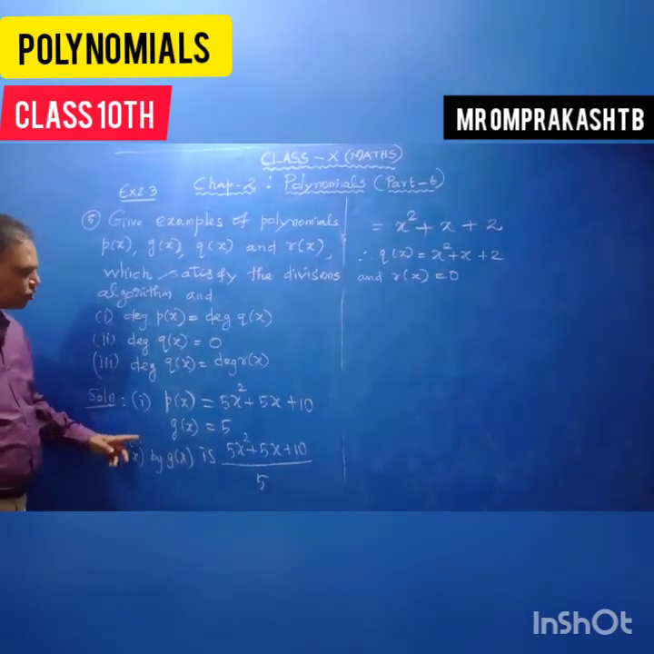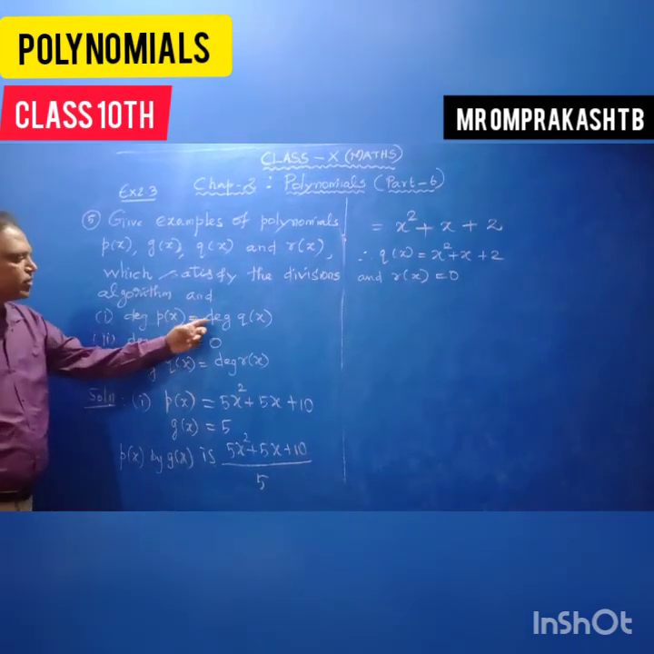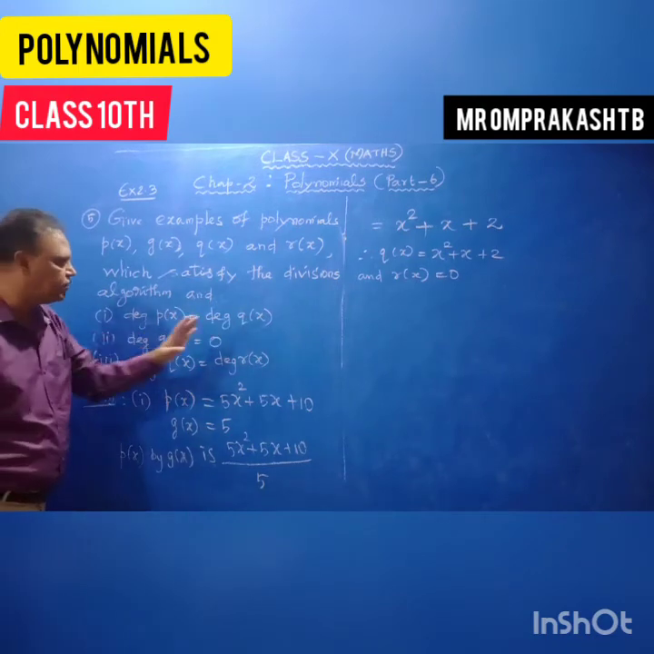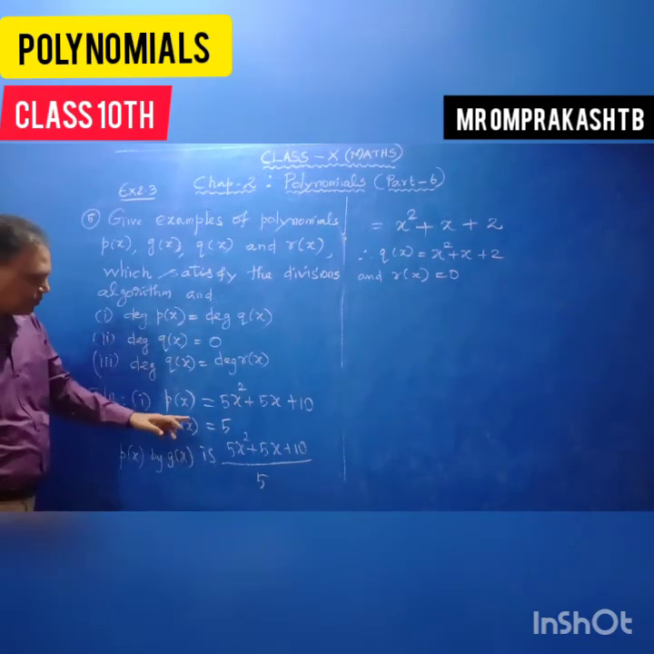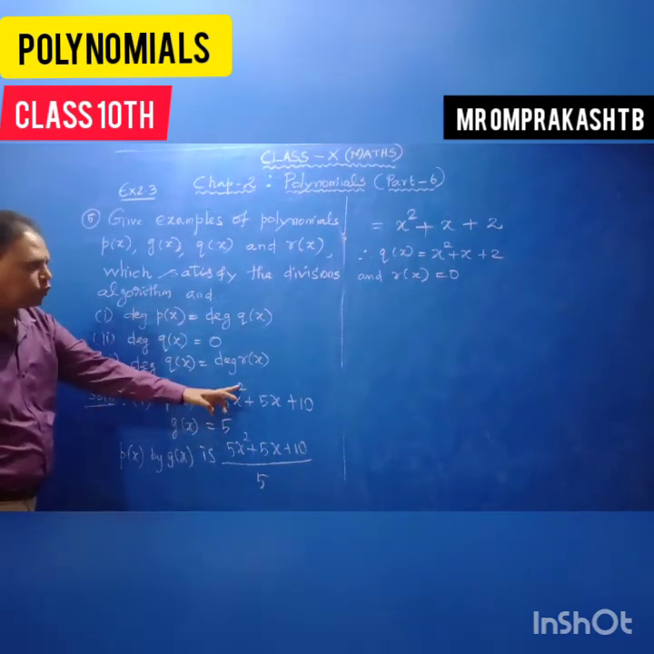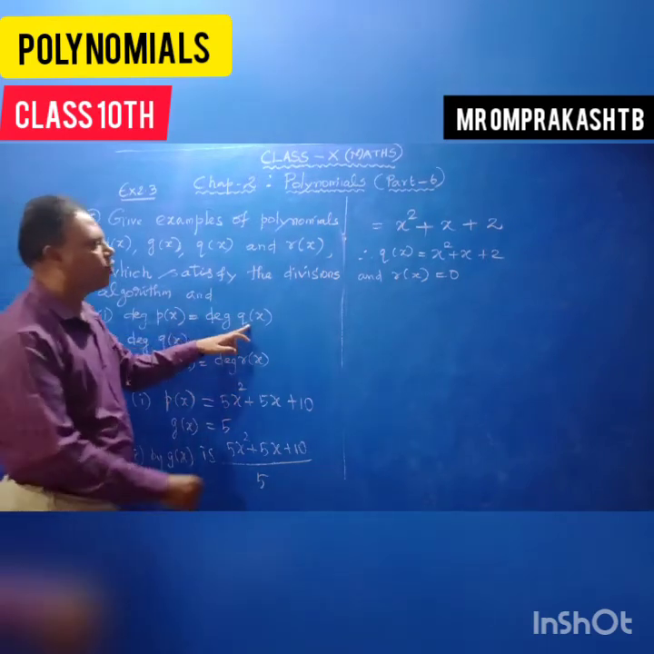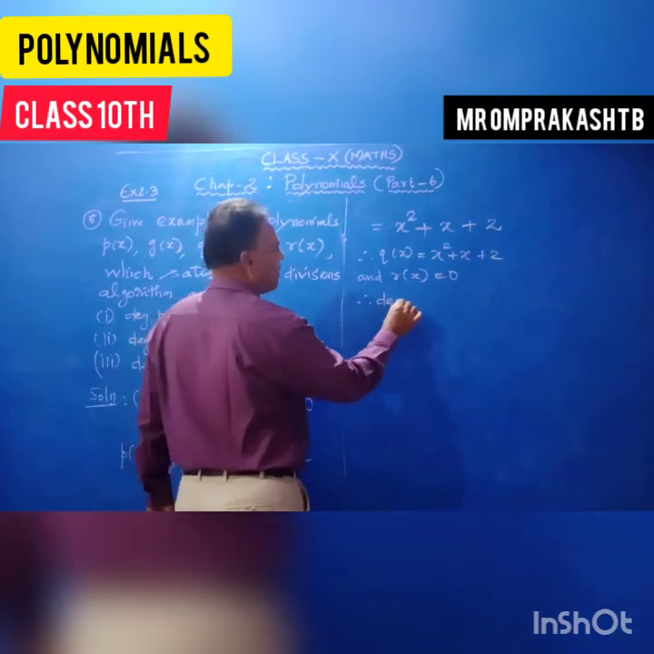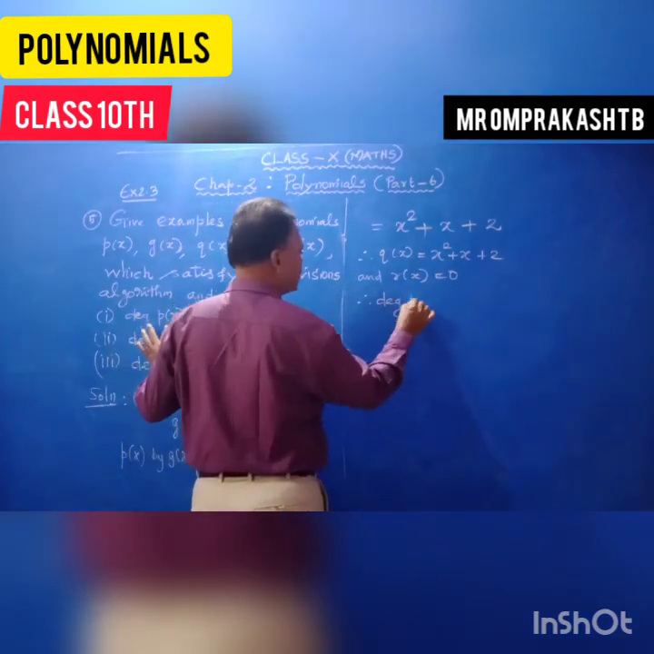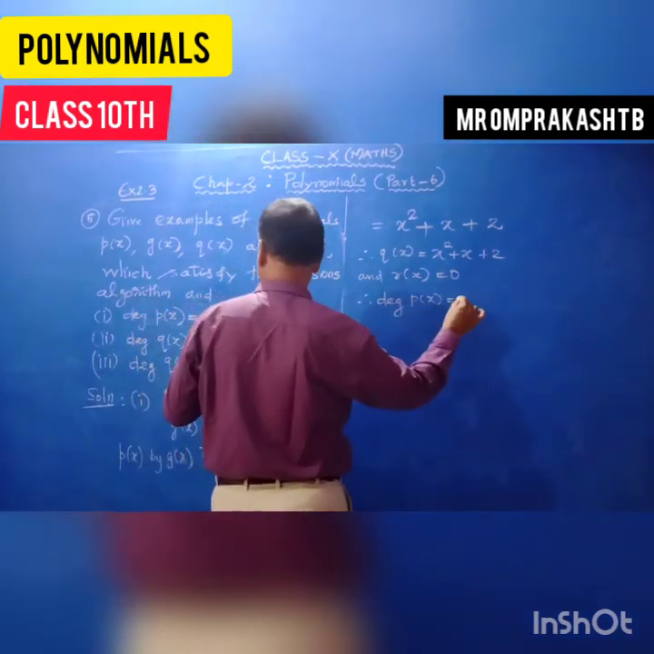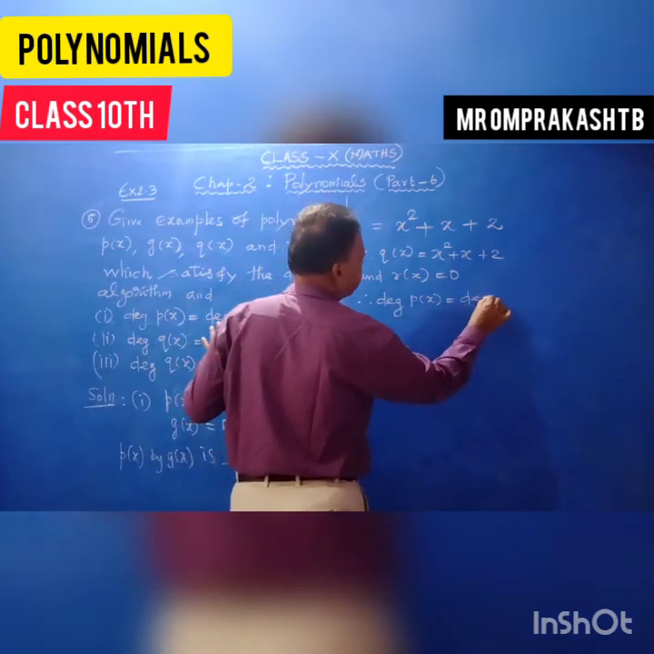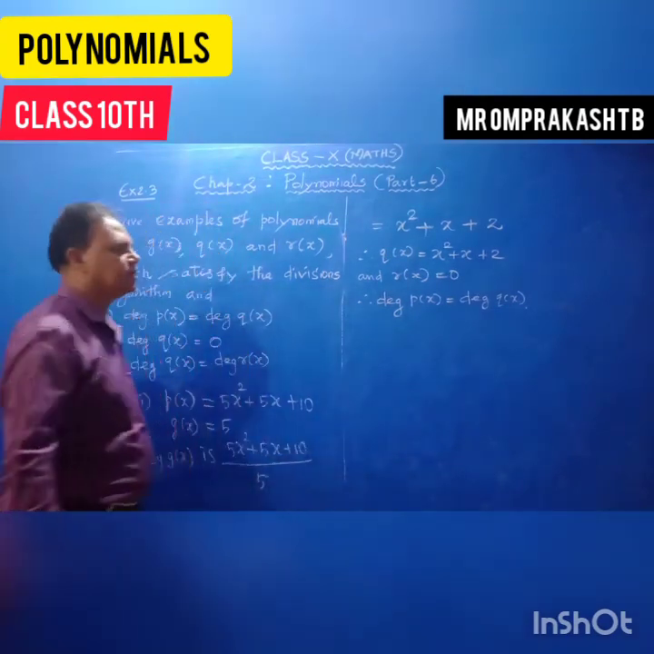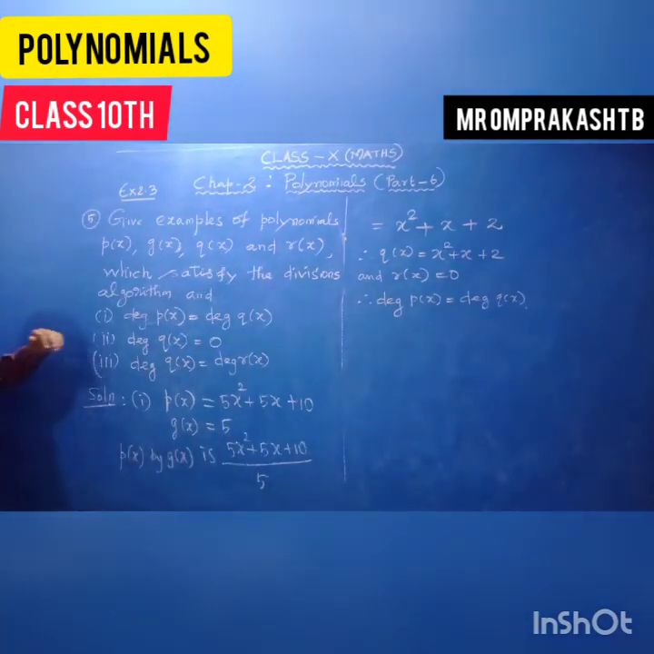Understand? So, first example: degree of p of x is equal to degree of q of x. What is the degree of p of x? 2. The degree of q of x is 2. Therefore, degree of p of x equals degree of q of x. That's all. Now come to the second problem.